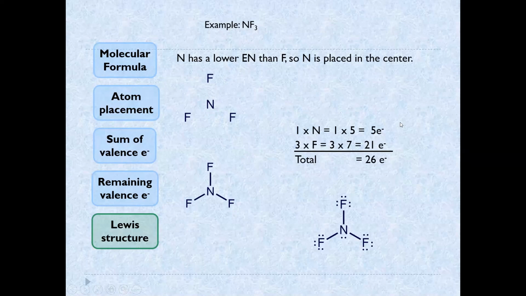Then we sum the total number of valence electrons. Nitrogen is in group 5 and we have one atom of nitrogen, that is 5 electrons. Fluorine is in group 7 and we have 3 of them, 3 times 7. So you have 26 valence electrons. The total number of valence electrons is 26.